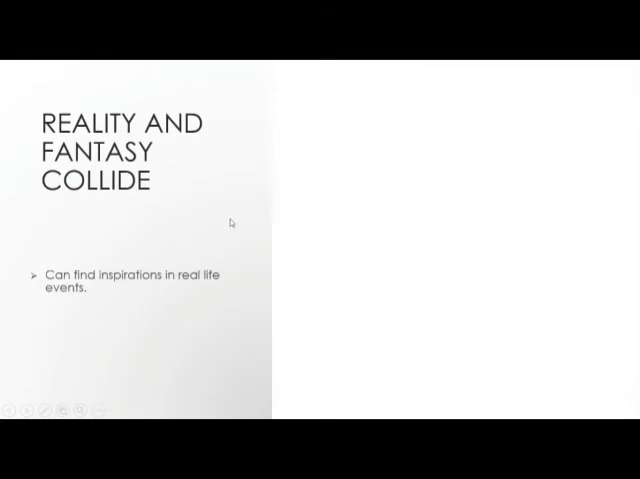So in this one, you can find inspirations in real life. So your world can be based on location, and you can collide it with the fantasy world, and can have your fiction world merge into the real world.